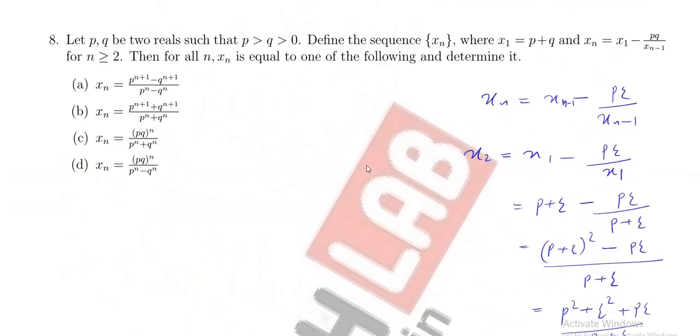Now question number 8. Again, a recursive definition of a sequence is given. x_n is equal to x_1 minus pq by x_(n-1), and the first term is given as x_1 is equal to p plus q. Okay, so we need to find the nth term of the sequence. One option is to use induction for finding the sequence, but that takes time. So here what I'm going to do is find the second term x_2, and check which among these options satisfies it.